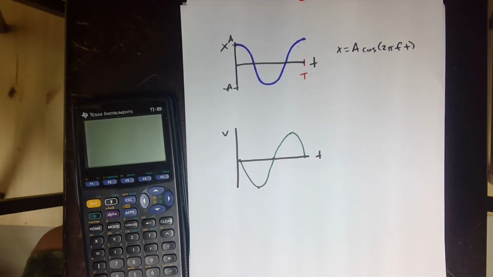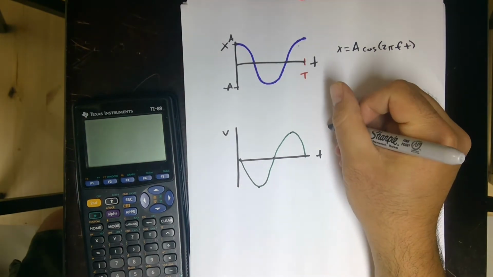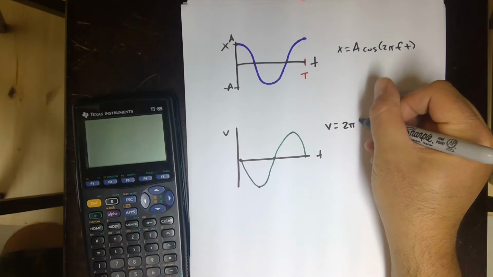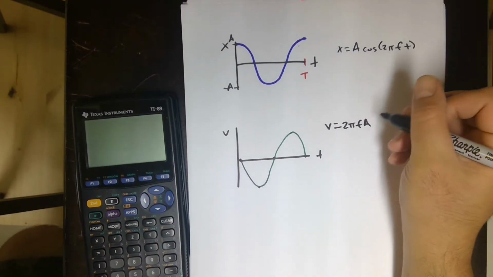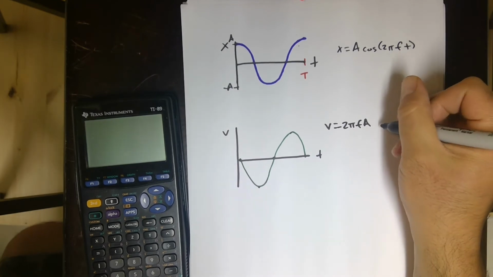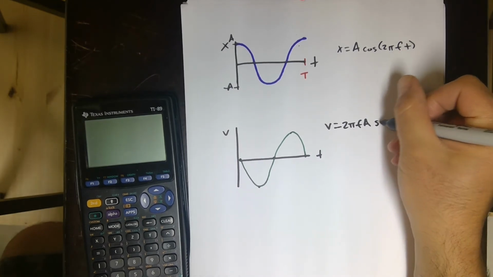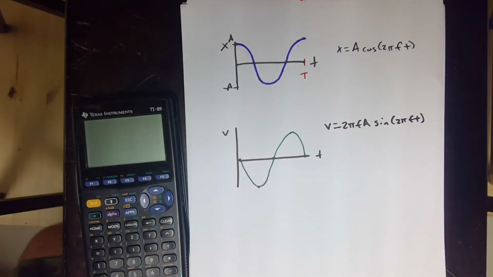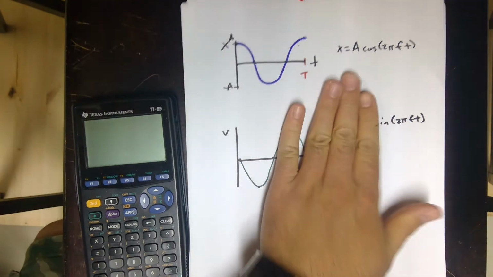And if we want to model this behavior, the velocity as a function of time is equal to negative 2 pi f times A. There's a negative sign right there. And then it's going to be sine 2 pi ft. So there's our function.